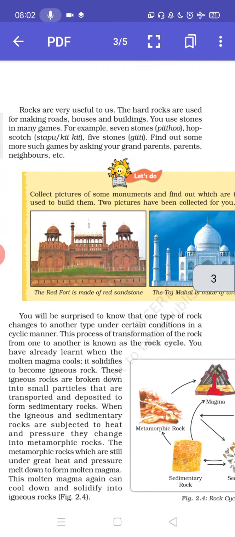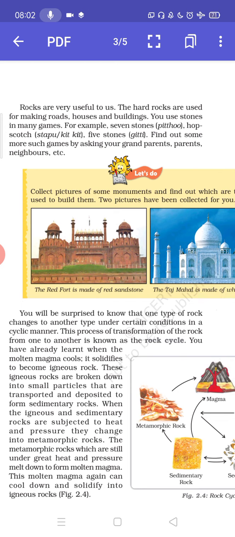Rocks are very useful to us. The hard rocks are used for making roads, houses, and buildings. You use stone in many games, for example, seven stones, hopscotch, five stones. Find out some more games by asking your grandparents or your neighbors.